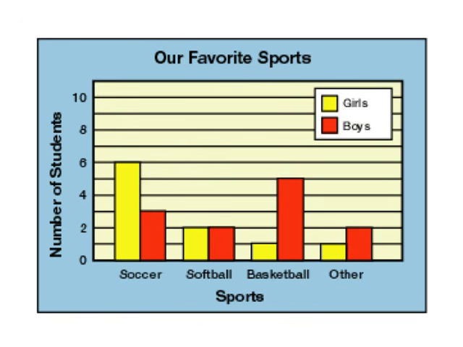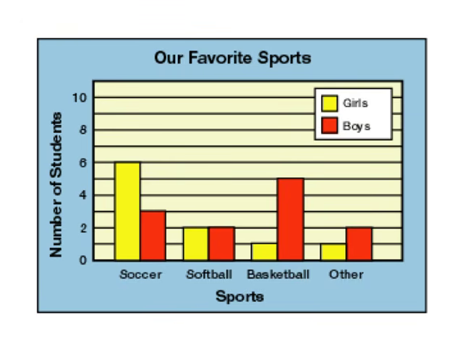So we took the same information that the previous bar graph had, but this time we're breaking it down into girls and boys. So we see that our legend here in the top right corner shows us that the yellow bars represent the results for the girls, and the red bars represent the results for the boys. So each sport has 2 bars. One that represents how many girls like that sport, and the other bar represents how many boys like that sport.